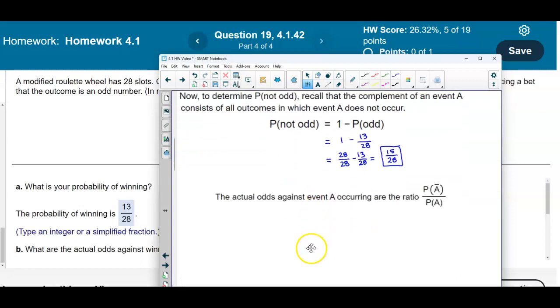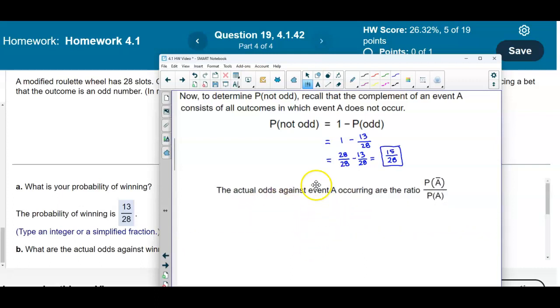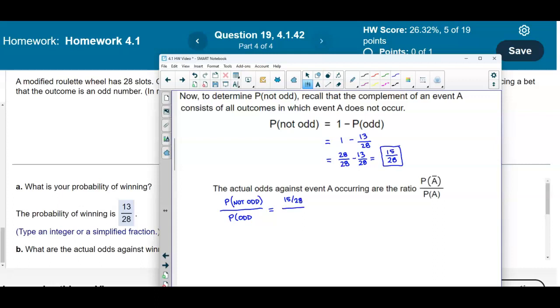Now we want to determine the actual odds against event A occurring, because we know the ratio is the probability of the complement divided by the probability of event A. So we're looking for the probability of not odd divided by the probability of getting an odd. The probability of not odd we just determined is 15 over 28, and we're going to divide that by the probability of odd, which is 13 over 28.